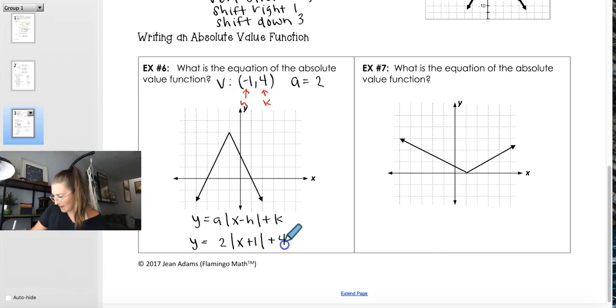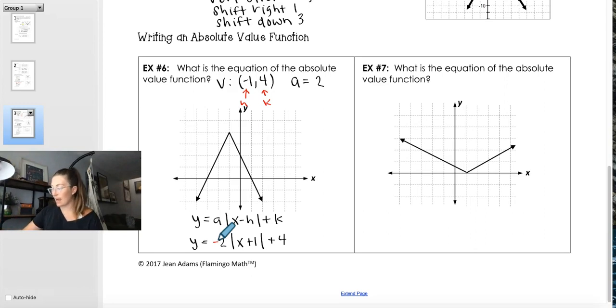The last thing that we have to account for that hopefully you guys realized is this thing was reflected. It's an upside down V, so that means there is a negative out front. And that would be our equation. Okay, you guys should pause the video here and then try this next one and see if you guys can figure out the equation on this next one.